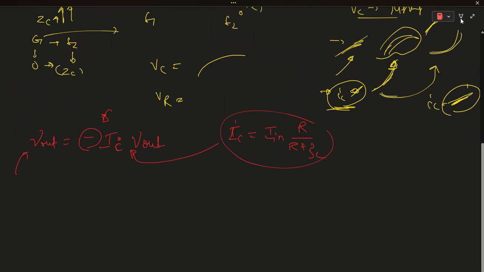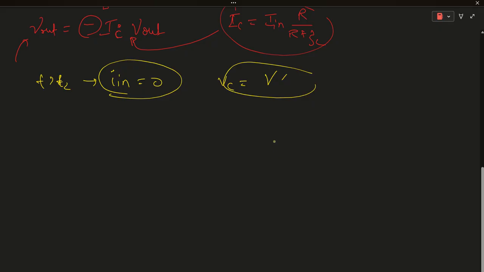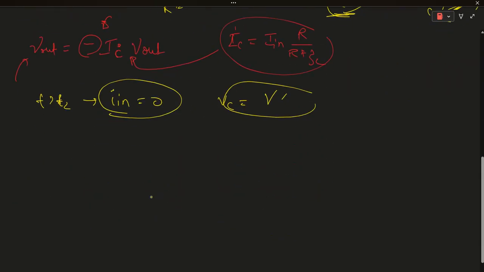So now, if we make a waveform, first let's analyze the second part of the circuit. In the second part, when t is greater than t2, the current I in becomes zero, but there is some finite voltage on the capacitor. Let's call this finite voltage V dash. We have some finite voltage appearing on the capacitor.